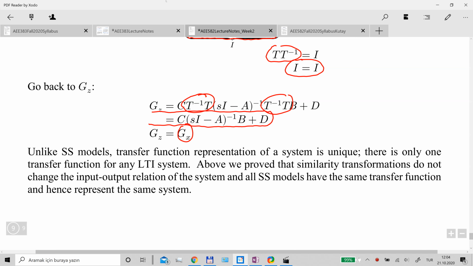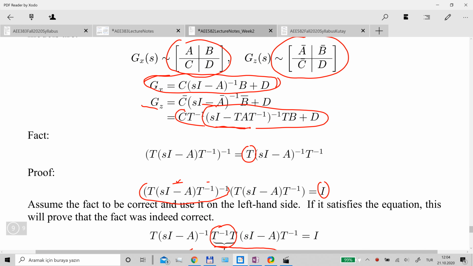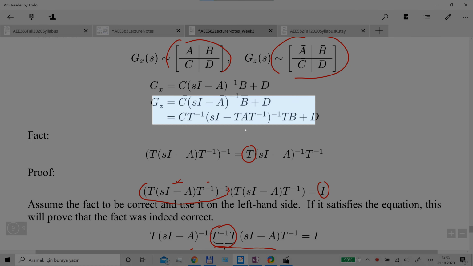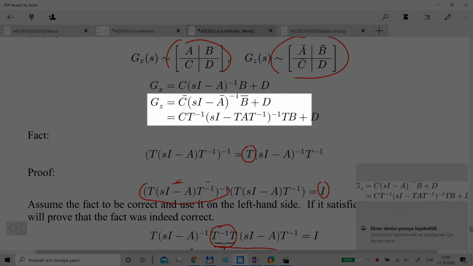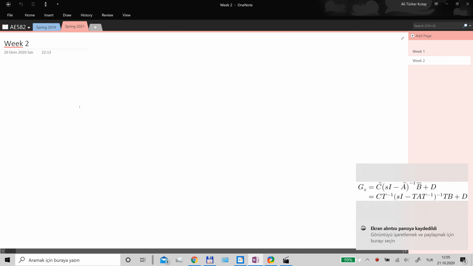Well, I just noticed that I think I missed a step here, so let me just complete that. Well, it is quite straightforward, but still I don't like missing steps. So let me just go back here and then fix that. Okay, so let me start from here.